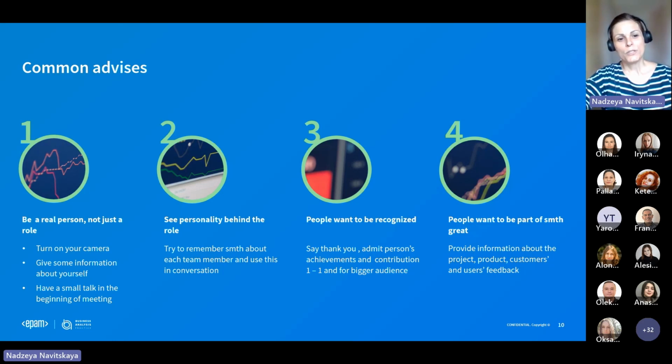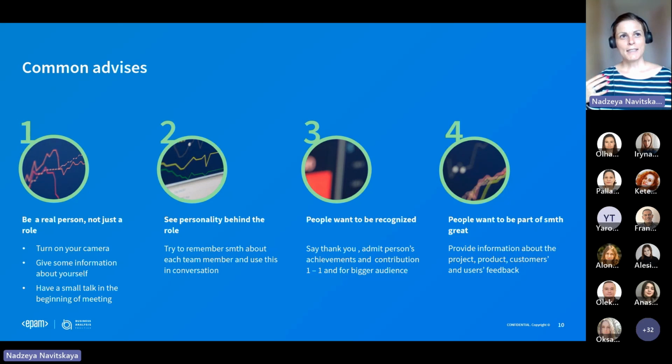Be a real person, not just a role. So how can you show that you're a real person, because right now we're all working online. Sometimes we even never meet each other. So first of all, turn on your camera. I know sometimes we get used to not turning it on.